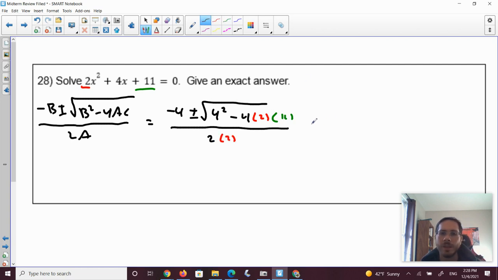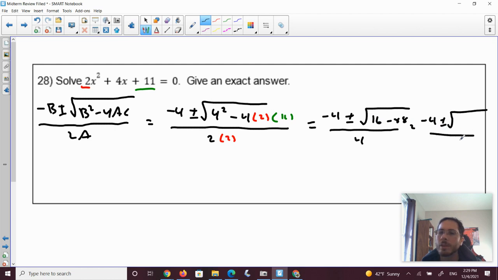All right, same deal as the last one, simplify it up a little bit. Negative 4 plus or minus the square root of 16. 4 times 2 is 8. 8 times 11 is 88. 2 times 2 is 4. Simplify it up a little bit more. Negative 4 plus or minus the square root of, so let's see, 16 minus 88. Let's do that real quick. 72.